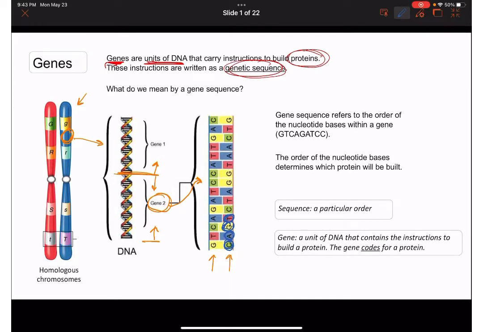DNA is made up of 4 different nucleotides, and those nucleotides vary by the nitrogenous bases. Those bases can make it a cytosine, an adenine, a guanine, or a thymine. So when we're talking about a genetic sequence, we're talking about the order of those nucleotide bases. And it's the order of these nucleotides that determines which protein is going to be built.